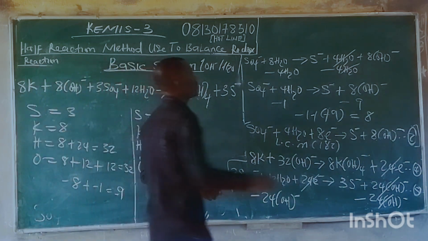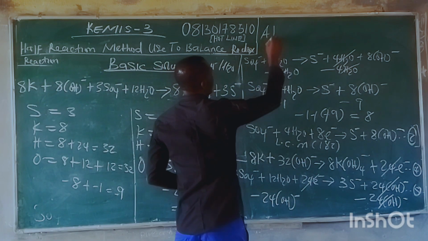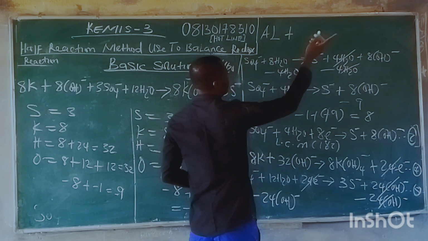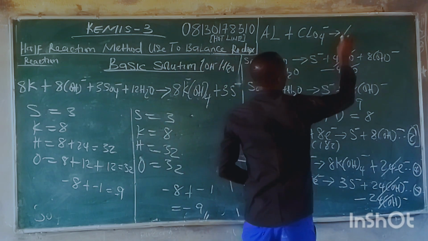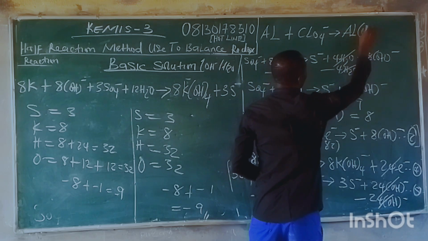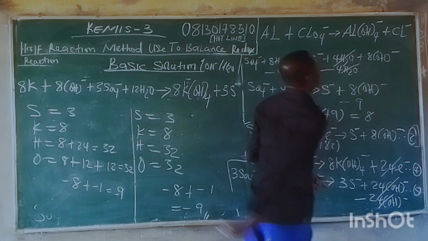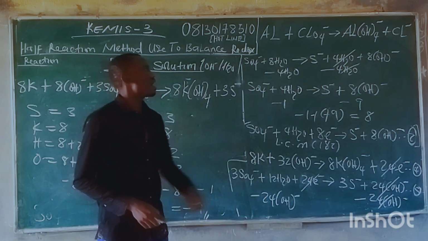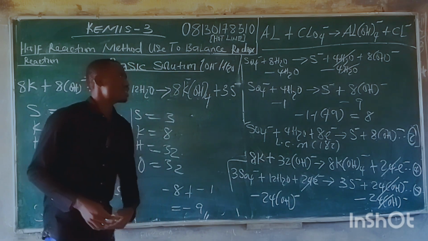So I have an assignment for you. You can solve this: aluminium plus perchlorate gives me aluminium hydroxide, plus chlorine. Now you can try this part. Try out this question, and then you drop the answer in the comment section below.